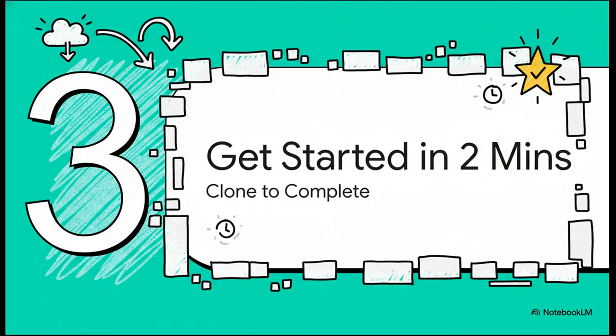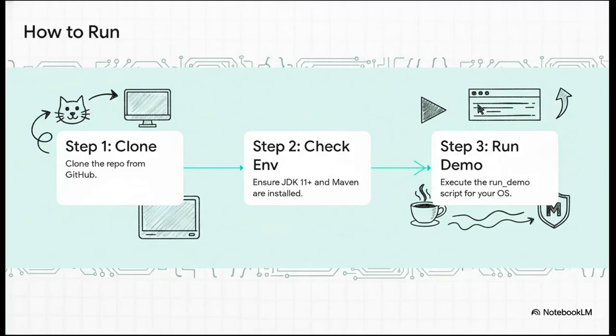All right, I know what you're probably thinking. This sounds great, but how hard is it to get up and running? Well, the answer is it's incredibly easy. Seriously, we're talking about 2 minutes, from cloning the repo to seeing the tests run. No, really, it's just these 3 simple steps. You clone the repository from GitHub, you make sure you have a modern Java development kit and Maven installed, which, let's be honest, you probably already have, and then you just run the demo script. That's it. No complex setup, no database configuration, you just run it and it goes.